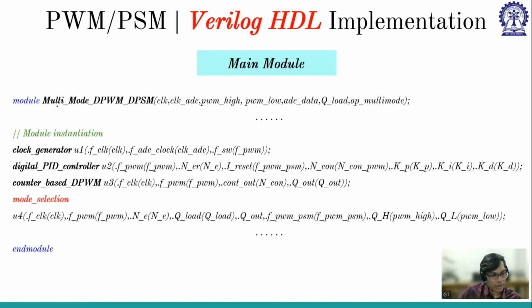The main module is the multimode DPWM DPSM, and it has the 100 megahertz clock, one clock going to the ADC, and DAC we are not using because it is voltage based, so DAC is not there. These are the PWM high and PWM low. This is the final QH as well as QL, and ADC data is the V0 data coming from the ADC, and the Q load is for the load transient.